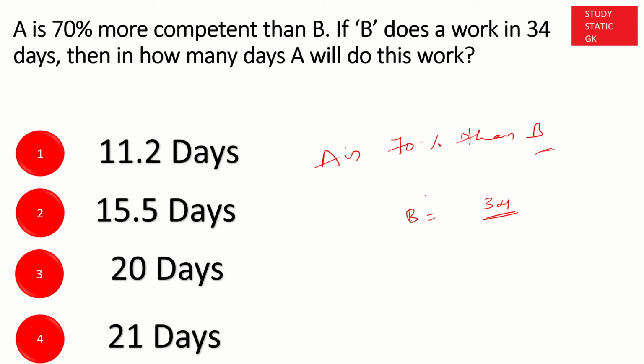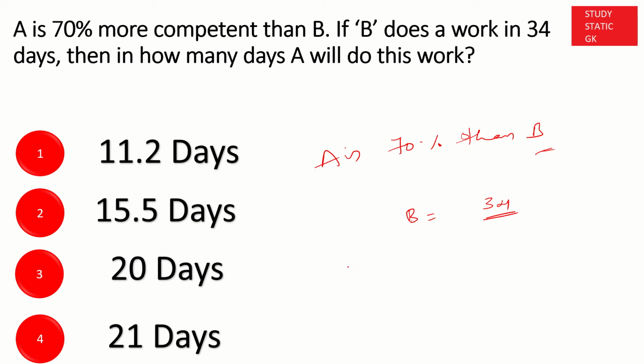So that means the number of days will be decreased because B is doing in 34 days. That means A is more competent. That means A can do faster. So the number of days of the work of A will be decreased. That means A will take less number of days than B to complete the work, right? That is normal logic, the concept.